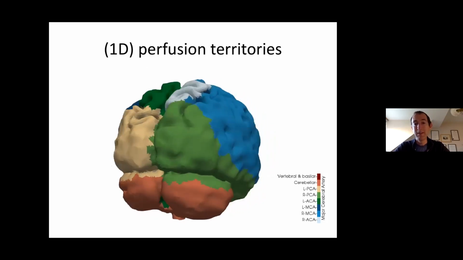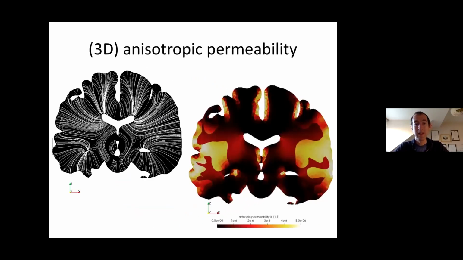But you can see the perfusion territories and the permeability. You can see on the left this directional map that I talked about, and that then enables us to map the permeability at each point in space of the brain. That then enables us to actually solve the full flow field based upon our homogenized multi-scale model. Really, that just highlights how variable the permeability is in different regions of the brain, depending on which direction the flow is being pushed.